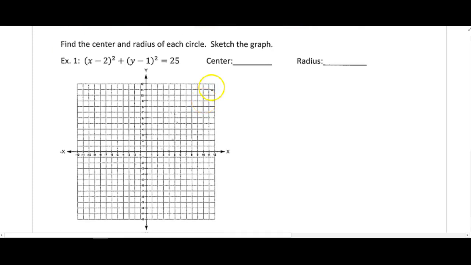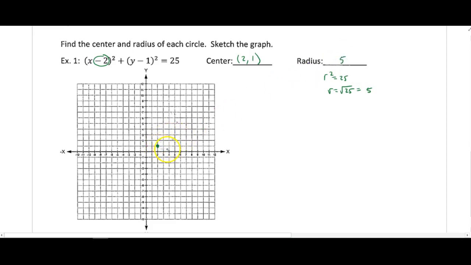So how do we graph these circles? Well, the first thing we do is we find the center. So if this is the equation of our circle, right away our center is going to be at the opposite of -2, which is +2, the opposite of -1, which is 1. So we can go ahead and plot our center at (2, 1). Now our radius: if the radius squared is equal to 25, then the radius is just the square root of 25, which is 5.